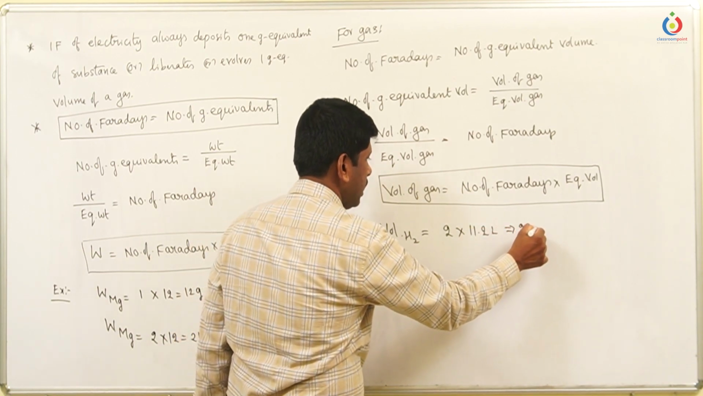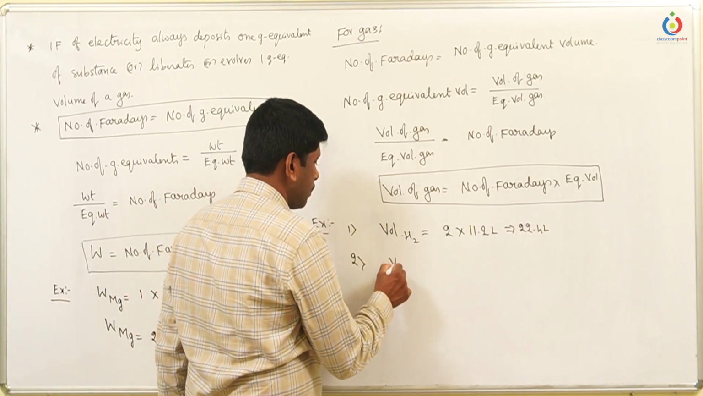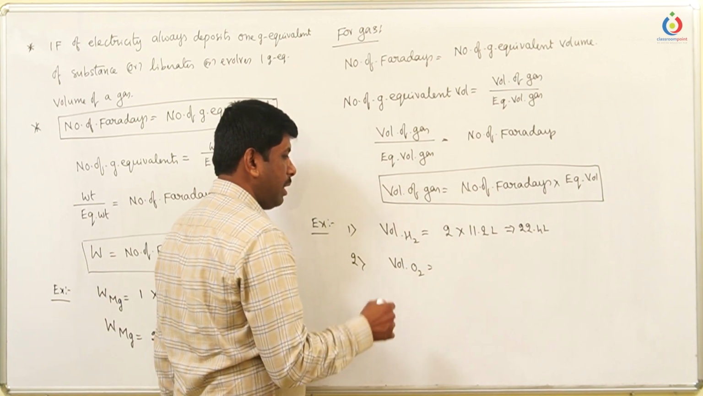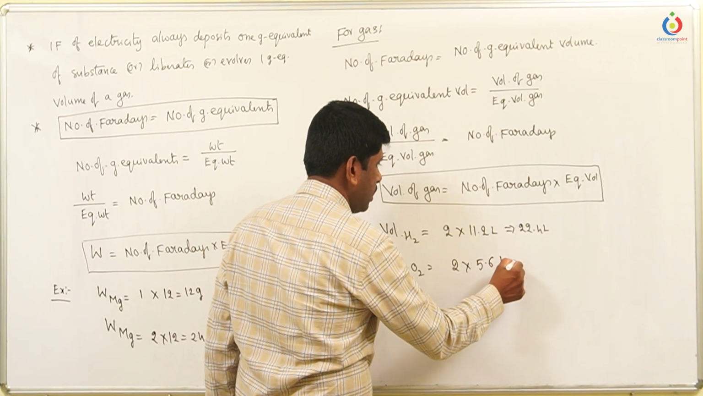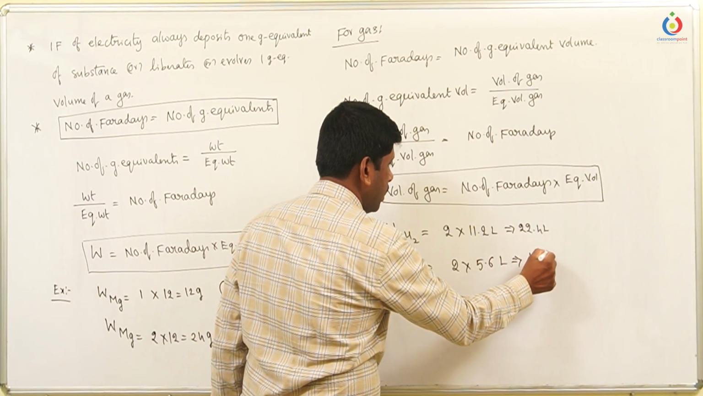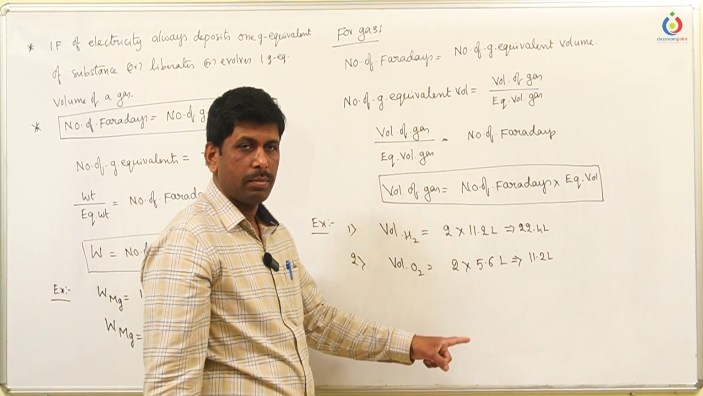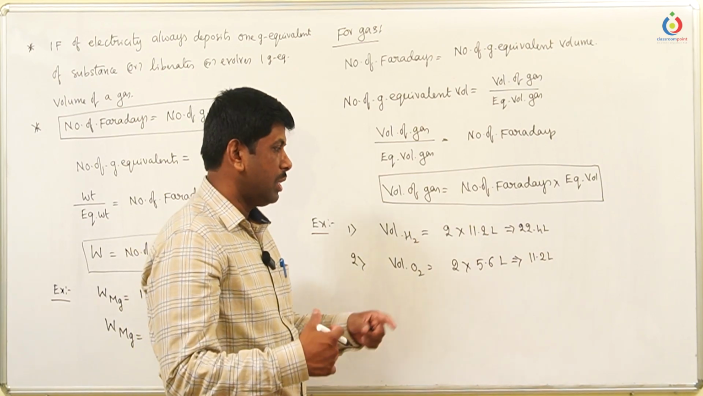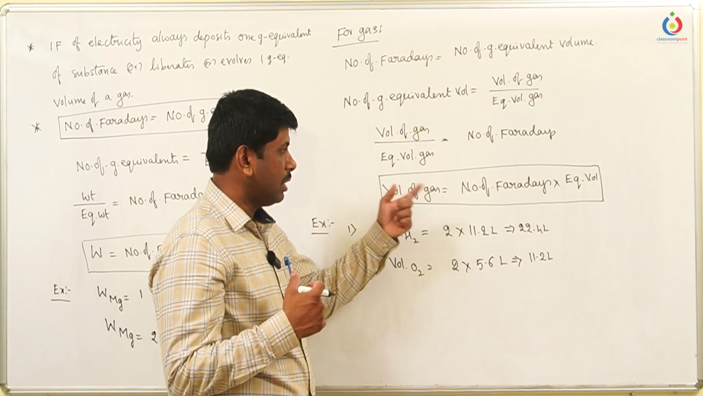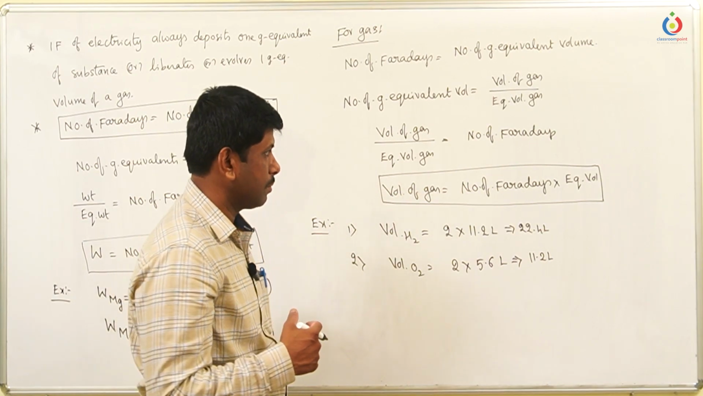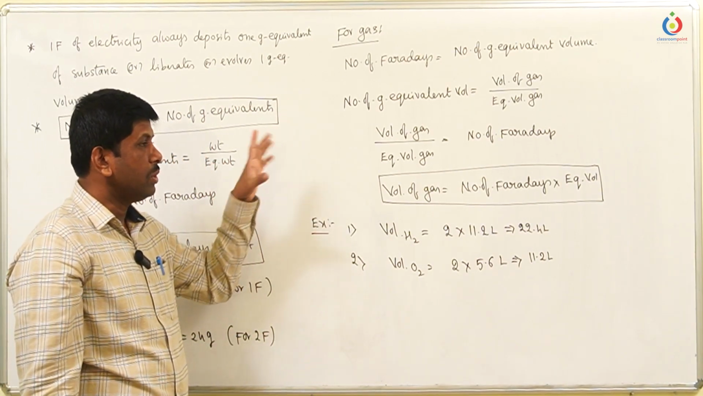So directly we get 22.4 liters of the gas. And in case of oxygen, the volume of oxygen liberated by 2 Faradays of electricity is 2 into its equivalent volume 5.6 liters, which equals 11.2 liters. We have already calculated how to calculate these equivalent volumes. Using that, we can calculate the volume of gas liberated by sending some number of Faradays of electricity. Now let us do pH calculations using the number of Faradays.